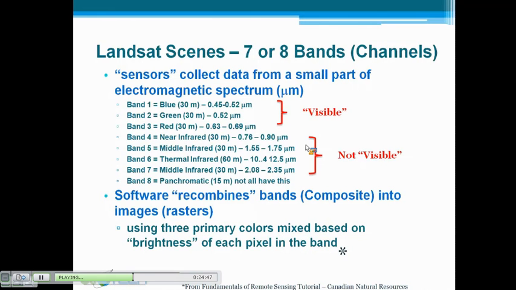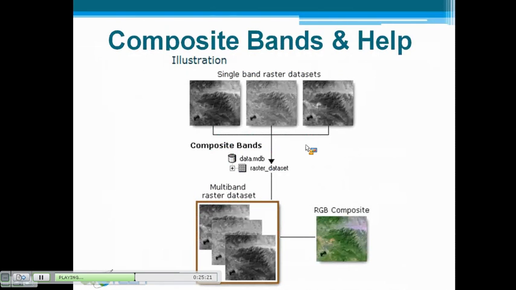But what comes in more with remote sensing data is the ones we can't visualize, that we don't see, that we need some software to help us see. That's all the near infrared, middle, and thermal bands. Not all Landsat missions have the panchromatic, but some of them do, and that's 15 meter. So the software takes the bands that you want to be visualized and recombines them using the 3 primary colors of blue, green, and red, and the brightness of the pixels, and it does it automatically.